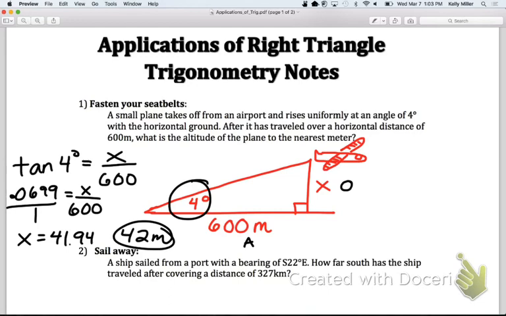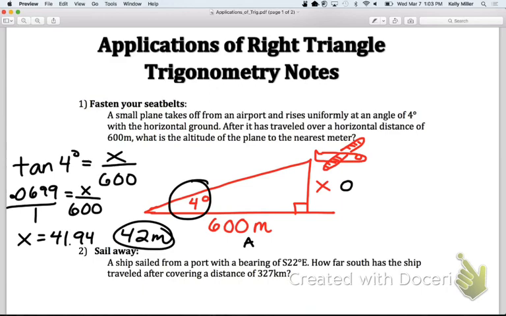See where you made your mistake? That's why I said 419, because I missed the dot. Did you use 0.0699 times 600? Yeah, probably missing a 0. Okay, so there's number 1.